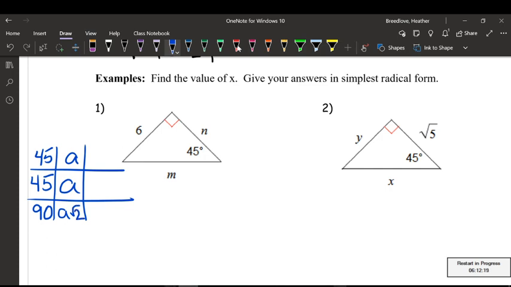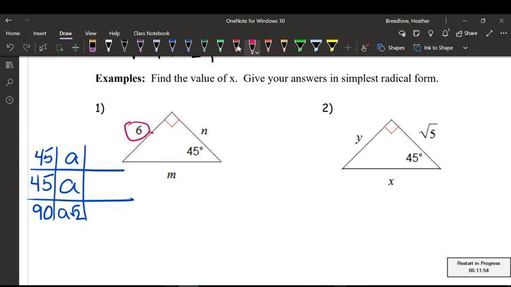All right, so then after you have it set up, you look at your problem and see, what do I have? Well, the only thing I have is the 6. N and M don't really help me solve for anything. Those aren't numbers. Oh, no, we're not doing that. This is completely different.